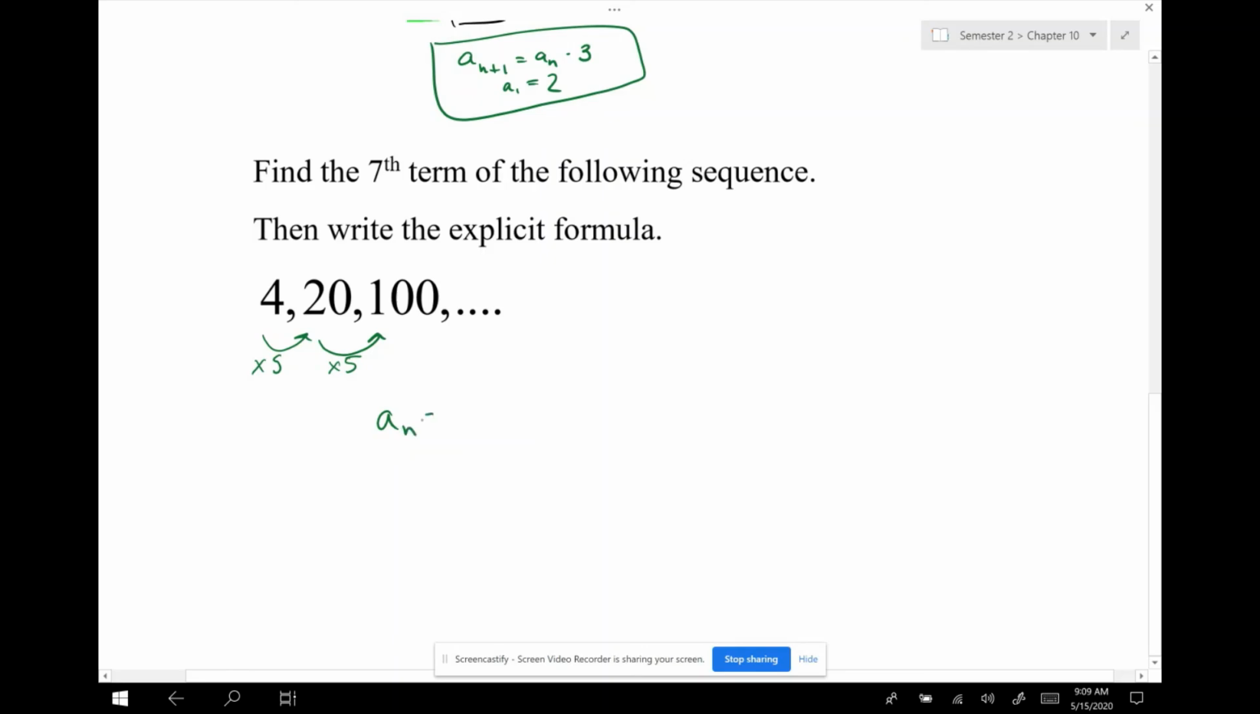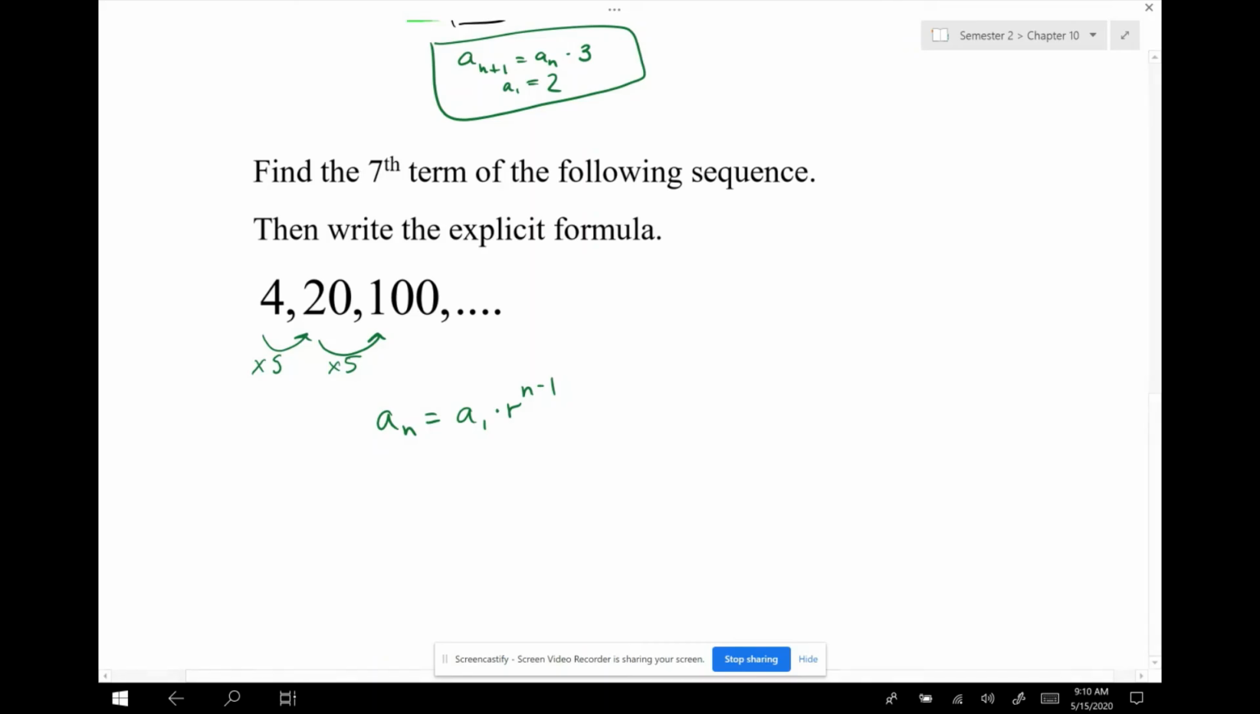So a sub n equals a sub 1 times r to the n minus 1. And again, this is the explicit formula. This is usually what I always refer to whenever I'm trying to find a specific term.